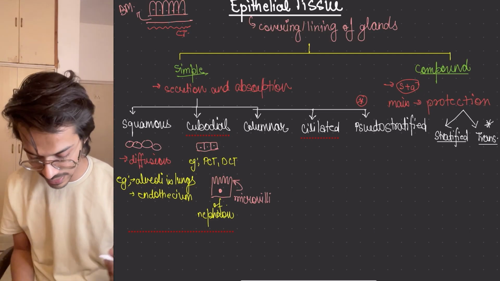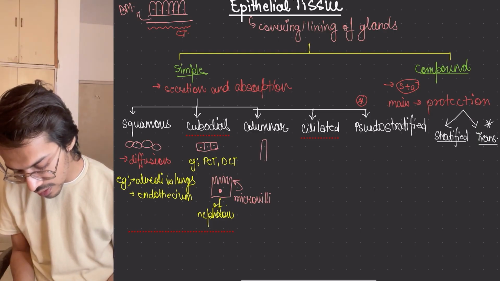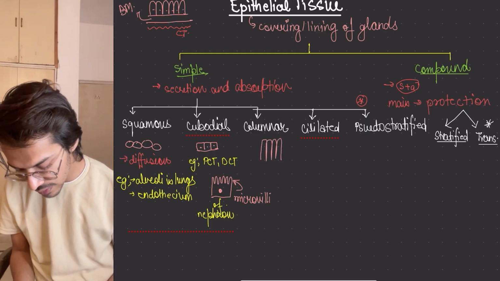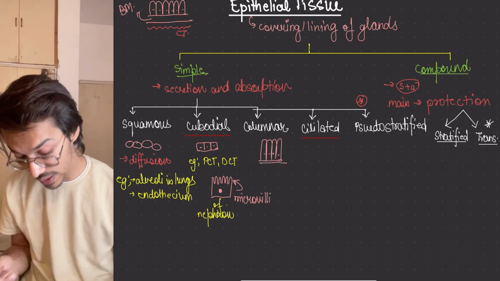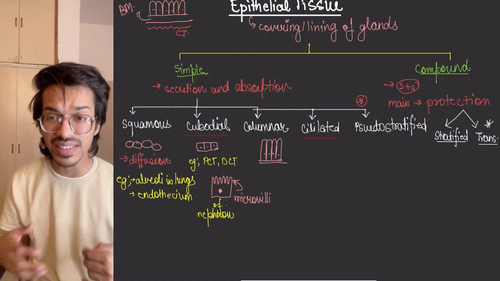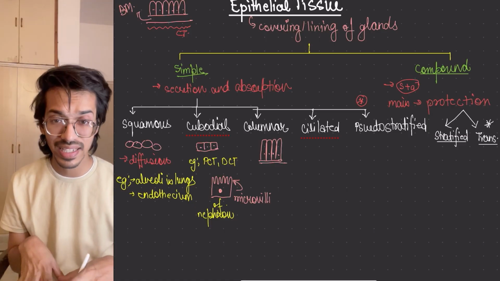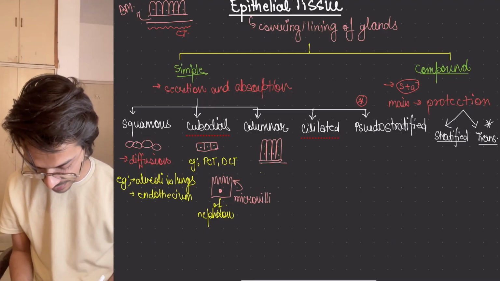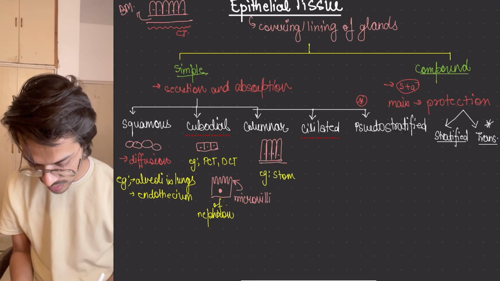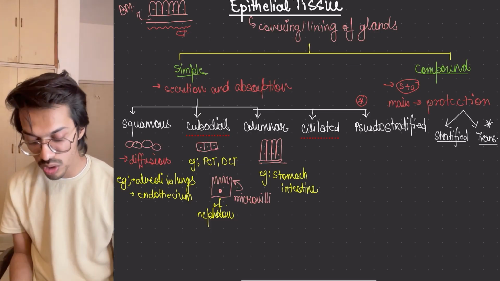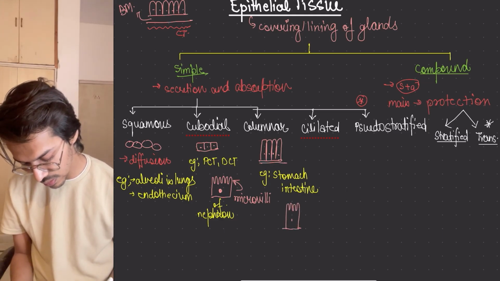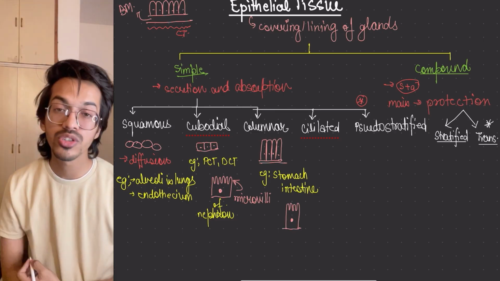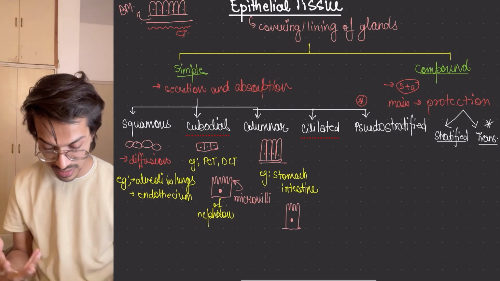Next comes the columnar epithelium. In columnar epithelium, what happens? They are long structures, and at the base there will be their nucleus. Now, where will these be present? These are present in the intestine and so on, so your stomach and intestine. They can also have microvilli present. You know that the intestine has microvilli, so microvilli can also be present on the long columnar cells.